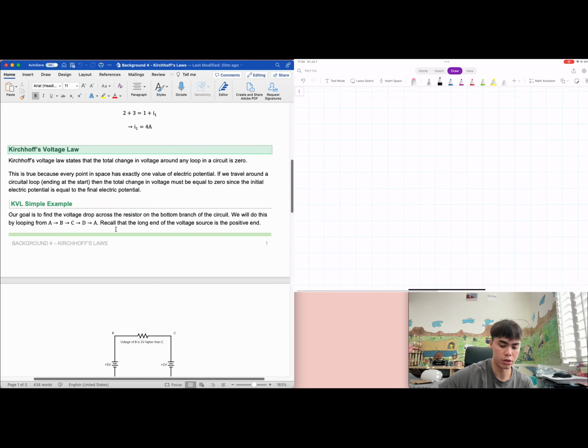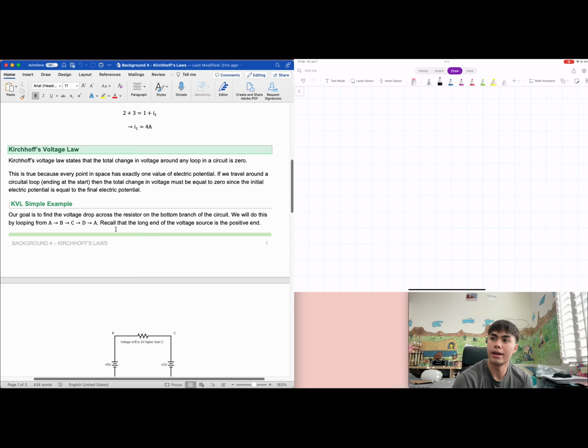Then Kirchhoff's voltage law states that if you travel through a loop in a circuit, then the total change in voltage is 0. Initially, this might be kind of confusing. You might say, why? But after thinking about it, it's actually quite straightforward.